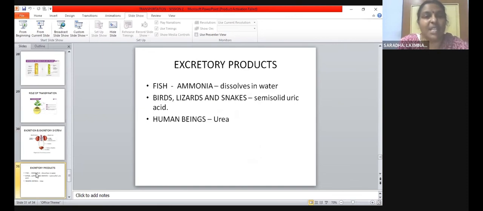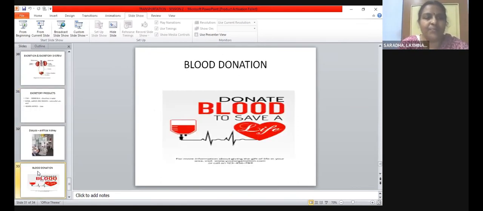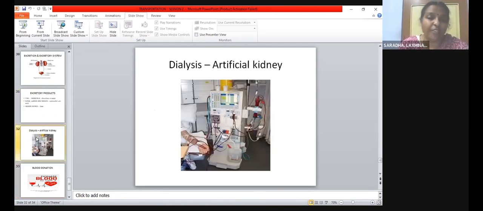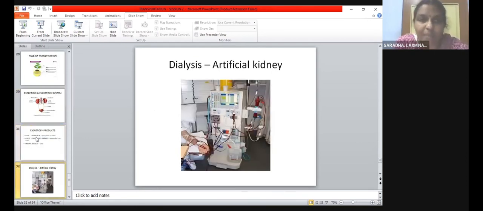And about the excretory products in different animals: fish excrete ammonia, which dissolves in water, whereas birds, lizards, and snakes excrete uric acid, as pellets or crystals, and in human beings, it is urea. Very often tested things. And if the kidneys are not functioning properly, we speak about the artificial kidney, which is dialysis. Many children will come out with a lot of information on this.